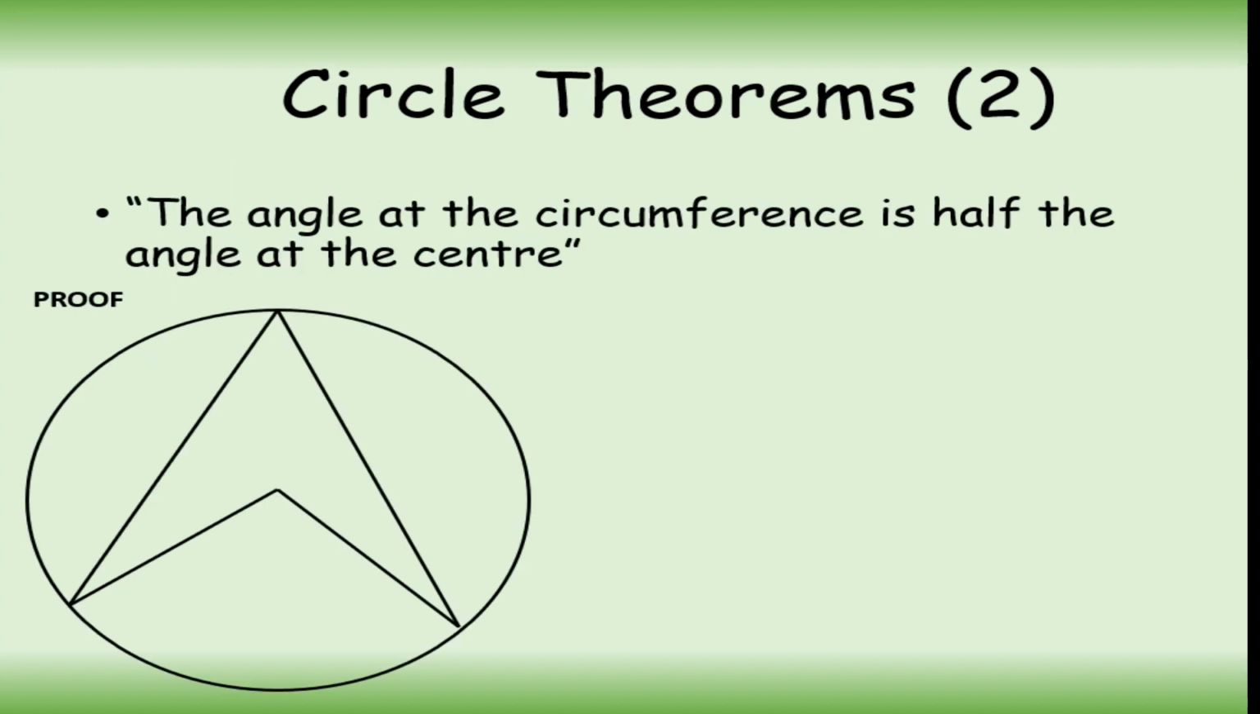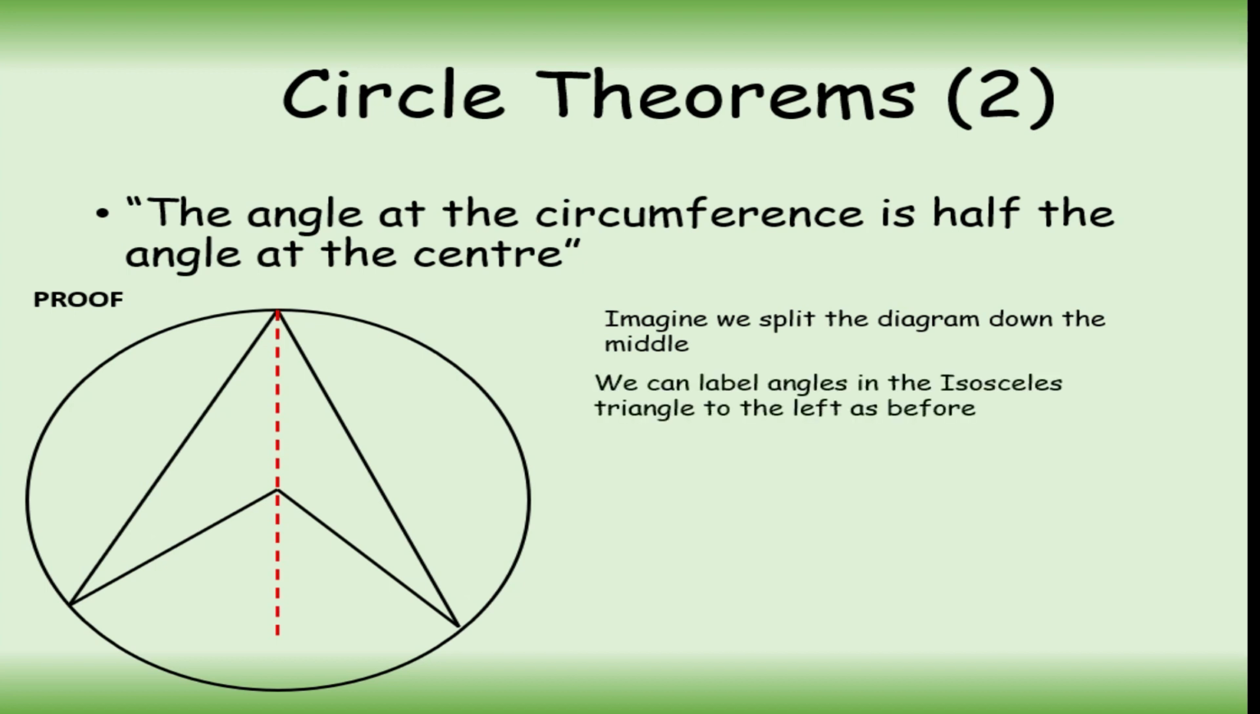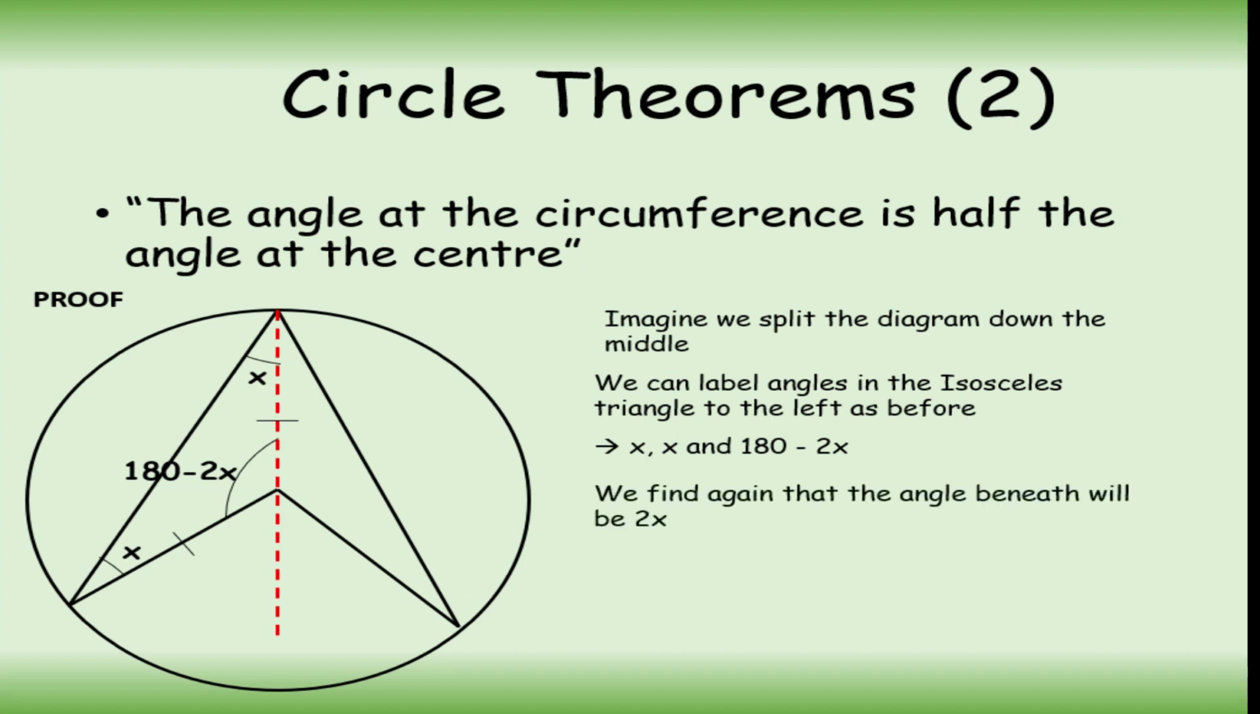Now the angle at the circumference is half the angle at the center. So imagine we split the diagram down the middle. We split it like this, and then we can label the angle in the isosceles triangle on the left as x, x. So to get the one in the middle, I have to take 2x from 180. Now we find again that the angle beneath will be 2x, because they must sum up to 180 degrees.